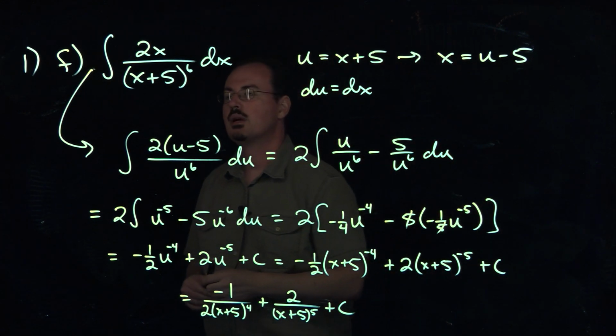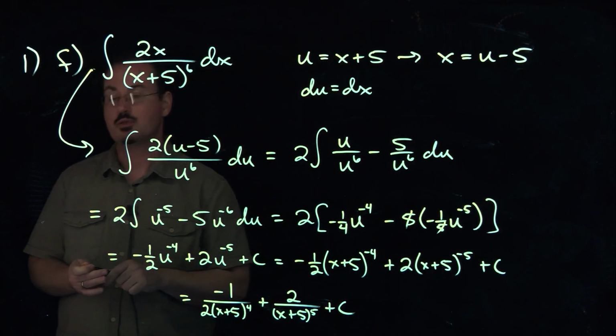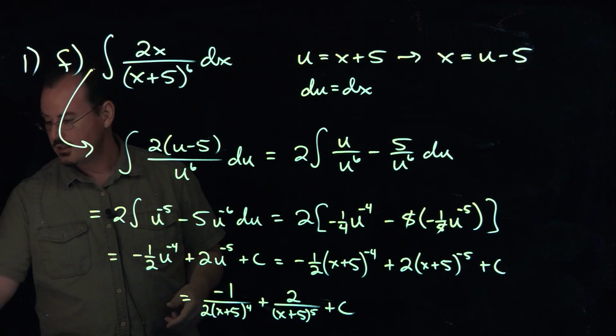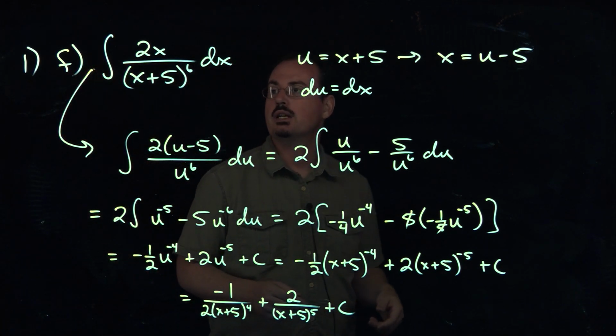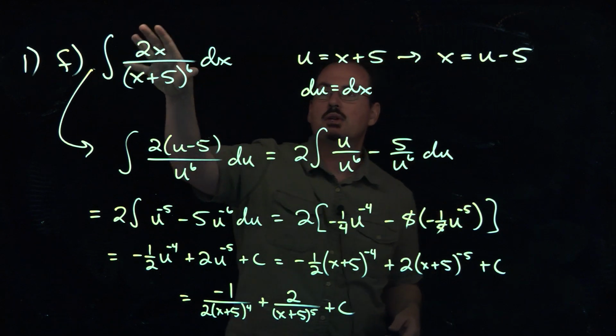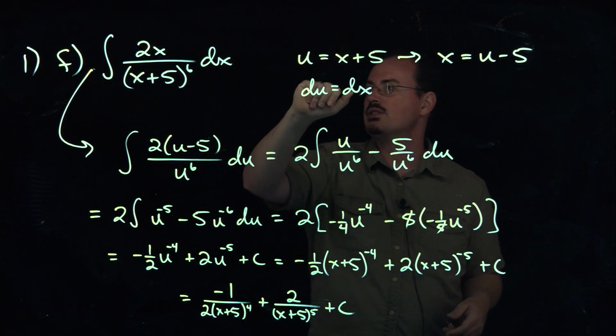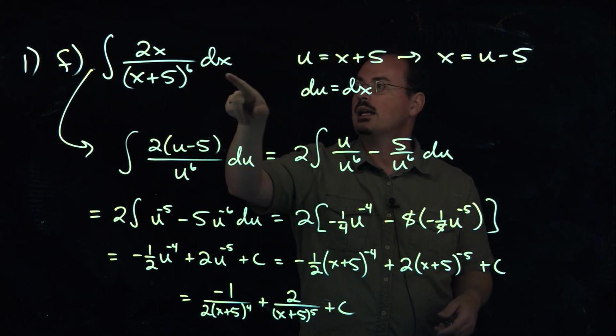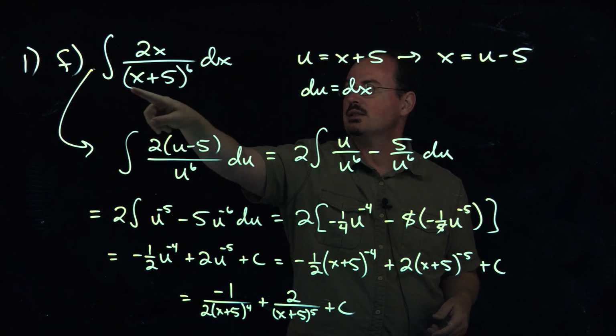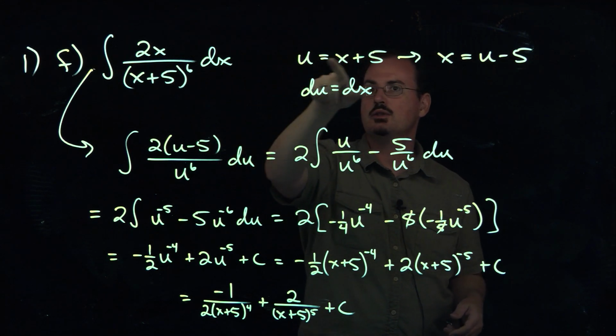We're checking problem 1F from section 7.2. I already have the whole thing written down, so I'll just go through it. So here's the integral that we started with. We're going to make this pretty much the same as we did on the last problem. That is, u in this case is going to be the thing that is within the parentheses, so u is x plus 5.